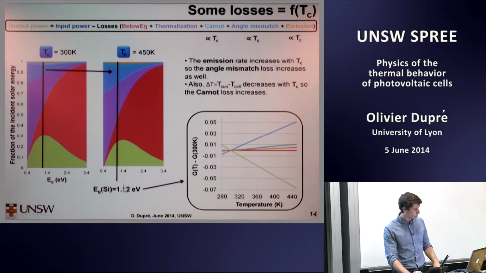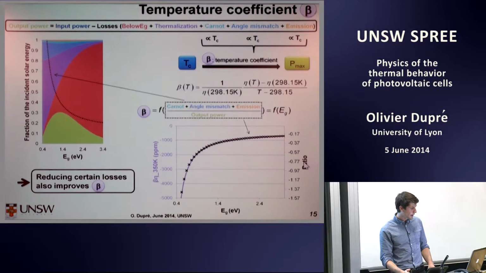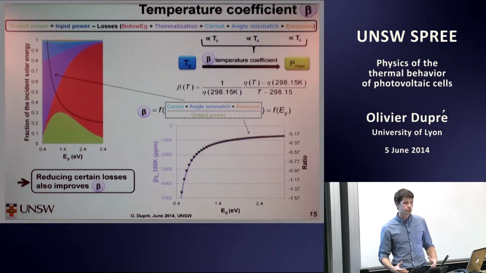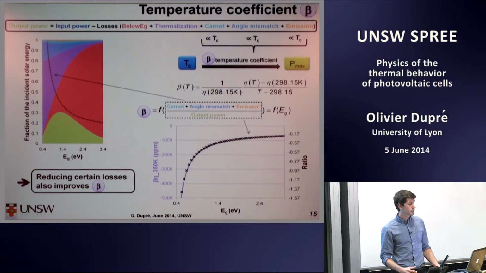And we can also look at that at a given gap and see that they are increasing linearly with temperature. And that means that if this loss increases when the temperature increases, the maximum power that we can extract from our cell decreases when the temperature increases. And this relation between the cell temperature and the maximum power we can extract from our cell is characterized by the temperature coefficient.